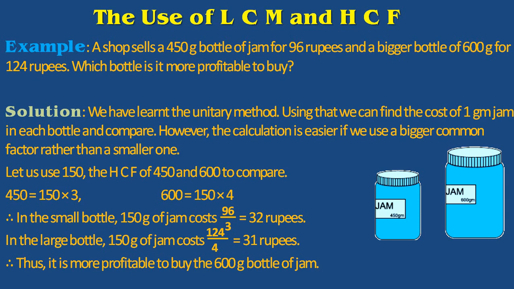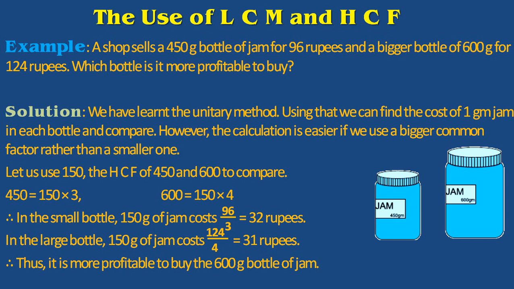Now let us use 150, the HCF of 450 and 600, to compare. You do prime factorization, remove the common factors, and we will find that the HCF of 450 and 600 is 150. Now 450 can be written as 150 into 3, whereas 600 can be written as 150 into 4. You can see in the sum the cost of the 450 gram bottle is 96 rupees. And since 150 is the HCF, to make it 450 we are multiplying 150 by 3.